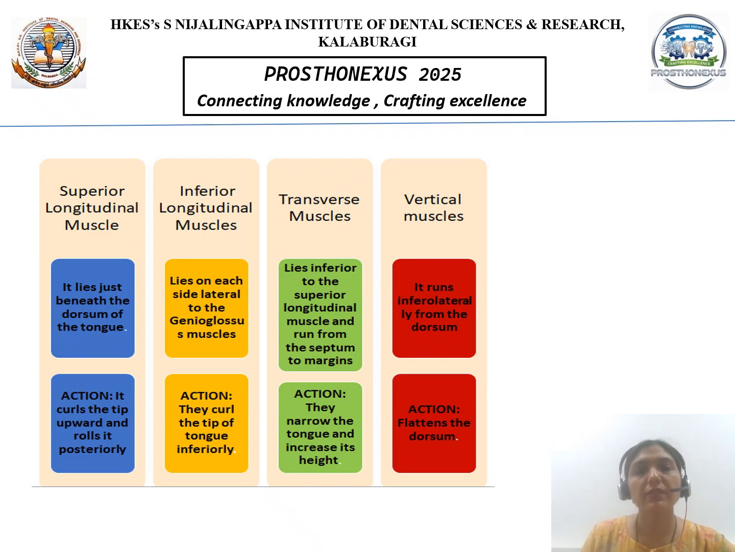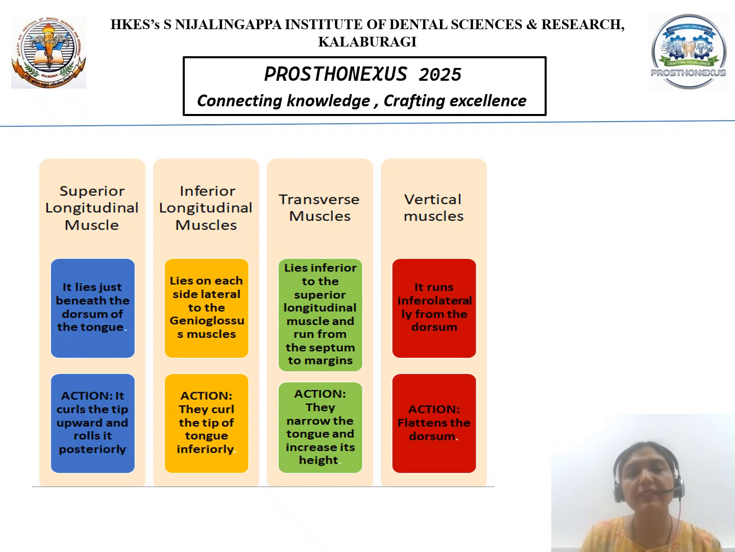So what the actions are and where these muscles are present, I'll be talking about in this particular slide. The superior longitudinal lies just beneath the dorsum of the tongue, and its action is that it curls the tip upward and rolls it posteriorly. The antagonist action of the superior longitudinal muscle is made by the inferior longitudinal muscle. You can just remember the names are contradictory, and your actions are opposite to each other.